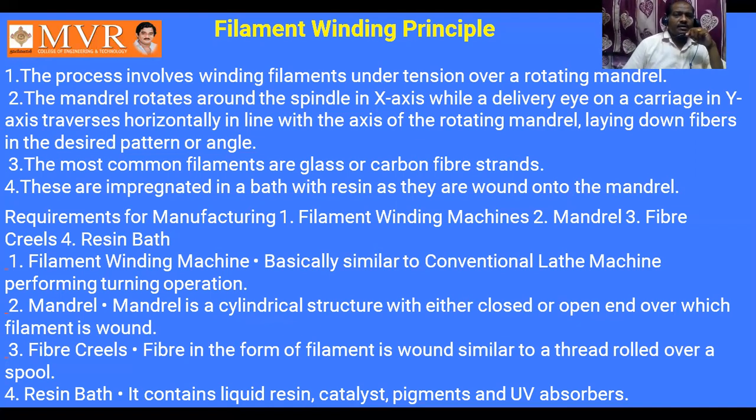So next, what are the required components for performing this filament winding? Filament winding machine, mandrel, third one is fiber creels, fourth one is resin bath. Why are these needed? The filament winding machine is basically similar to a conventional lathe machine performing the turning operation. That means to perform the turning, it should revolve continuously, so we should go for a filament winding machine.